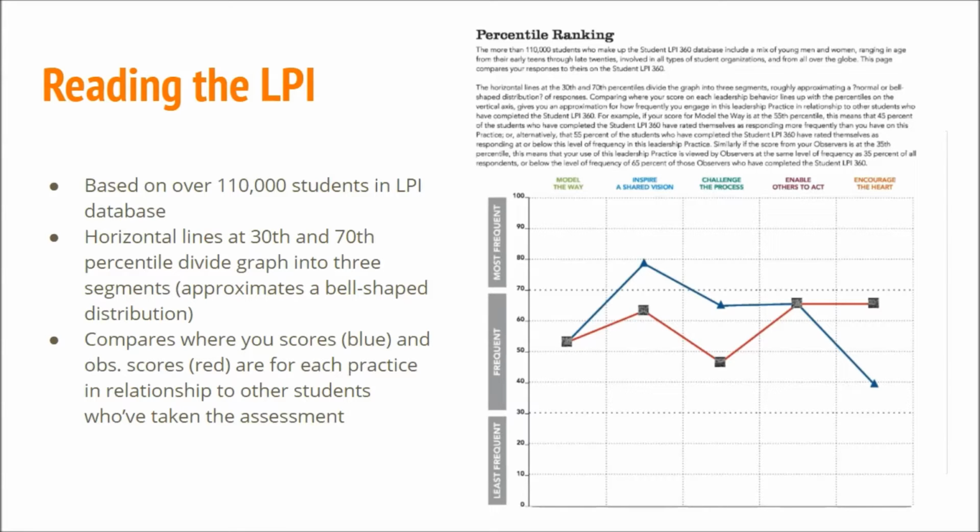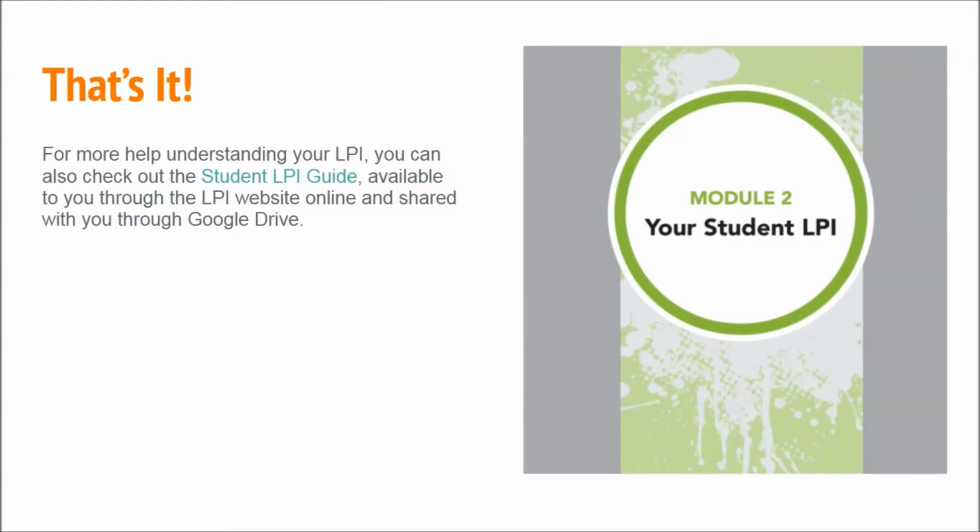For example, look at the response for enabling others to act. Both the individual and her observers put her at the 65th percentile. This means that 65% of other LPI student takers put themselves at or below the same place that she does and her observers. Believe it or not, that's it. That is all the data that you're going to be looking at and processing and discussing with your coach.